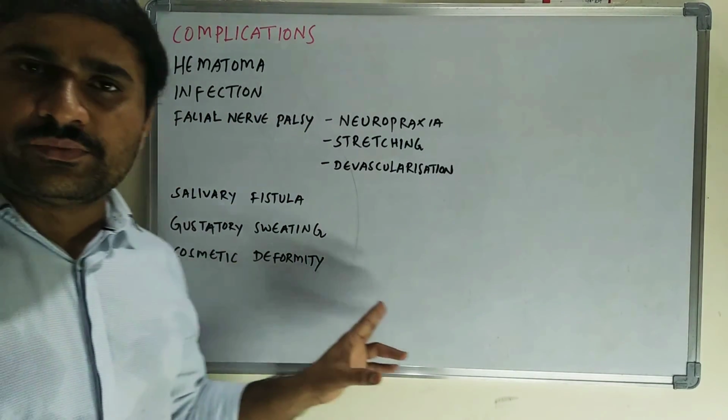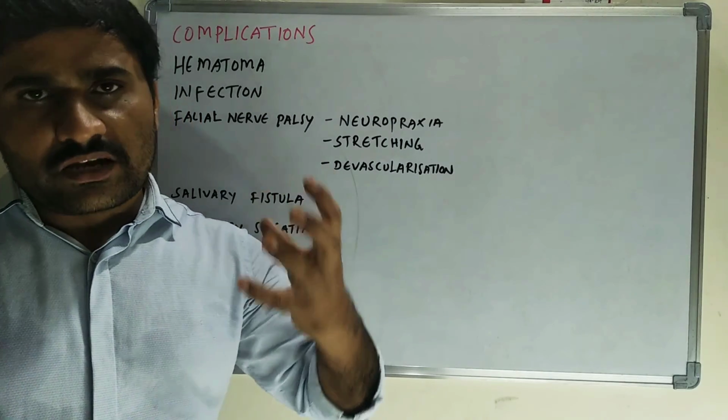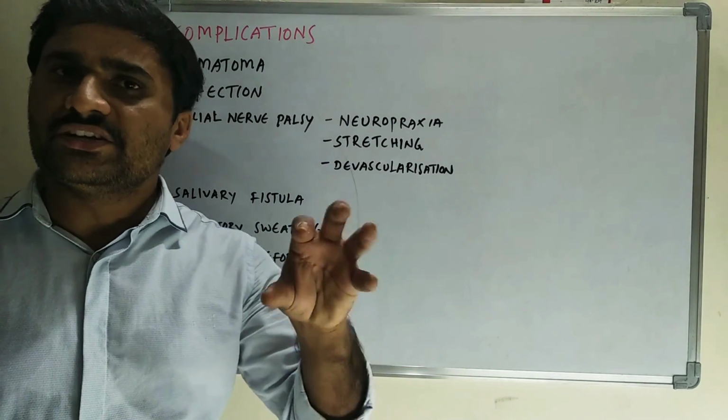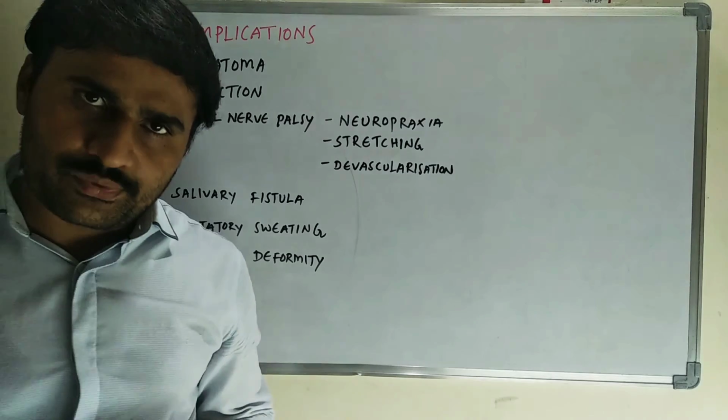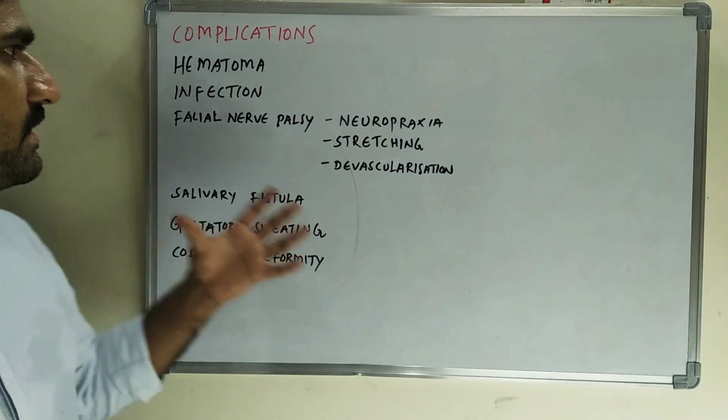And cosmetic deformity due to the removal of the complete salivary gland. Cosmetic deformity can be treated with sternocleidomastoid flap. So these are all the complications of parotidectomy.